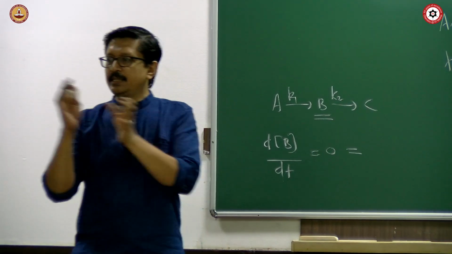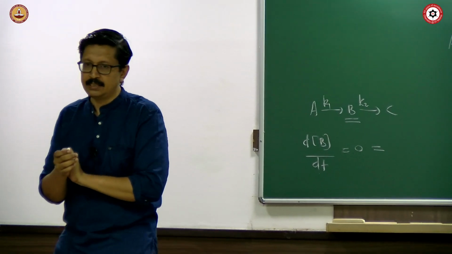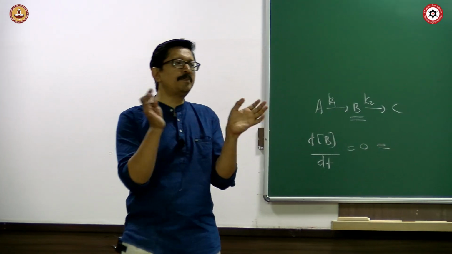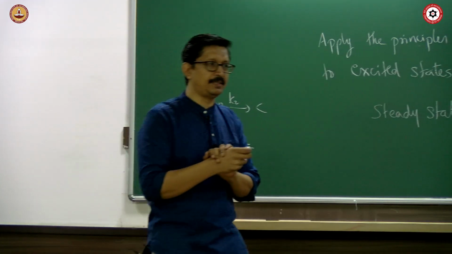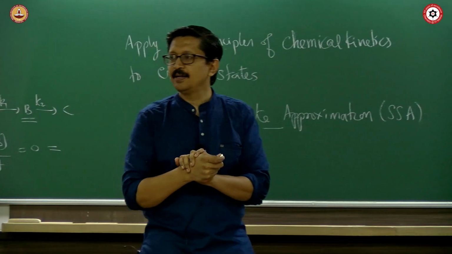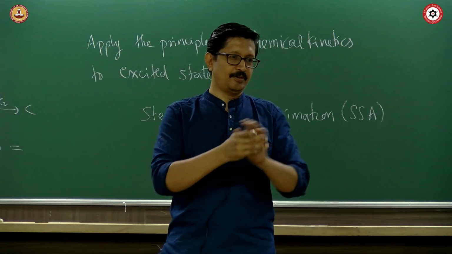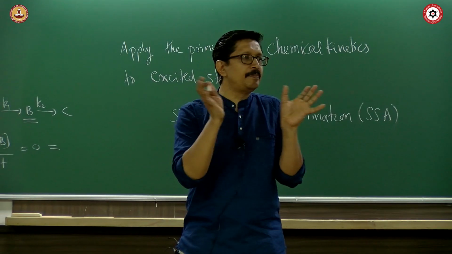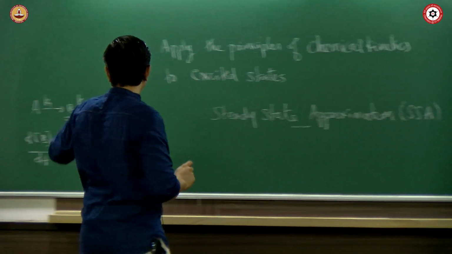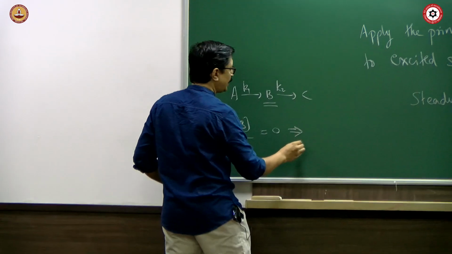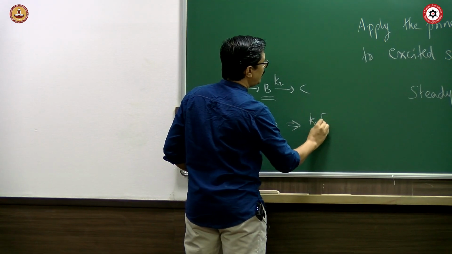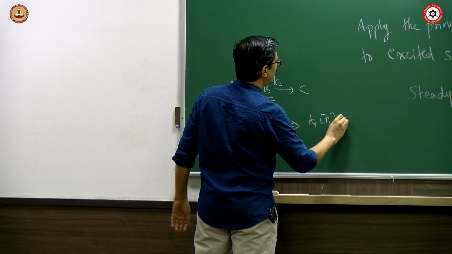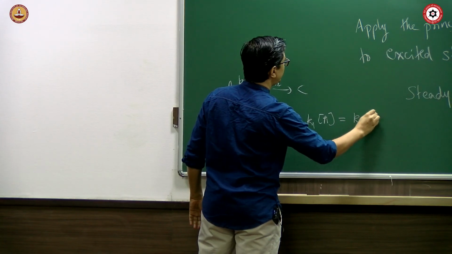Connection between formation and the consumption rates. What will be the relation between formation rate and consumption rate? They will be equal, then concentration will be the same. So if dB by dt is 0, I can write it as K1 into A is equal to K2 into C.